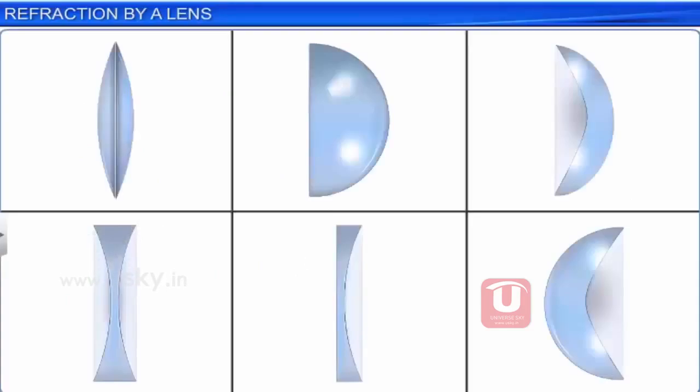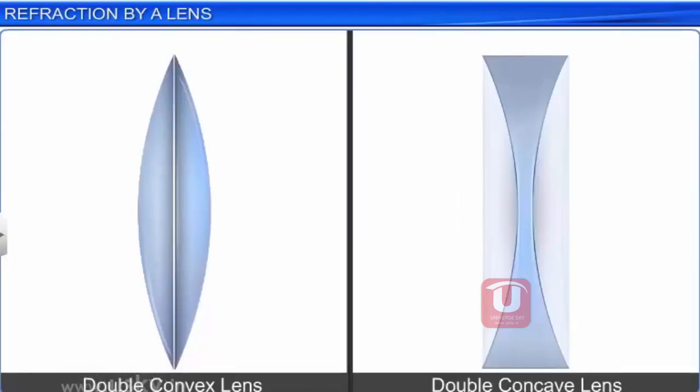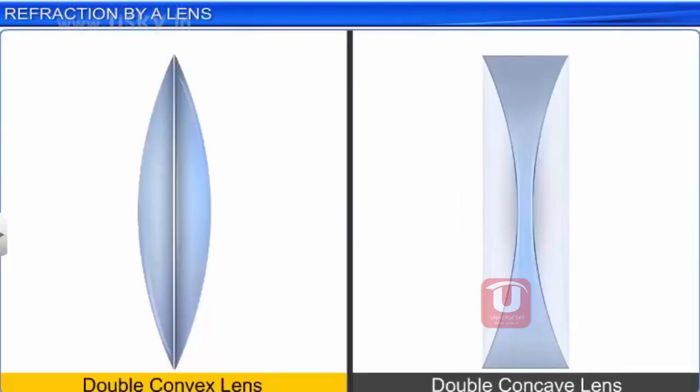Lens is a transparent material bound by two surfaces of which at least one is spherical. Lenses are classified based on the curvature of the spherical surfaces. Two of the most useful lenses are the double convex lens and the double concave lens.